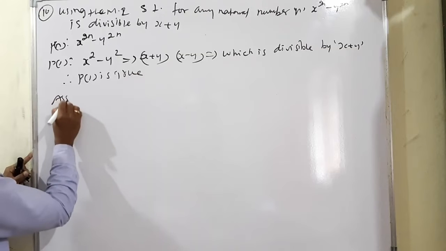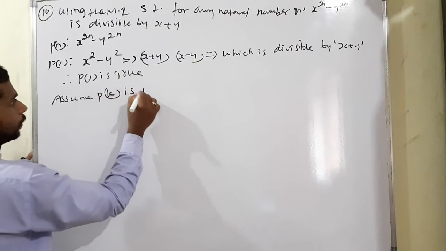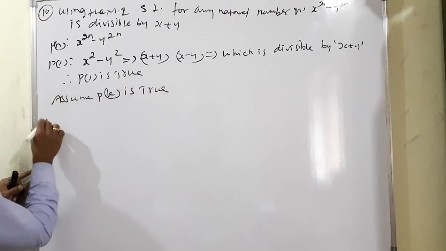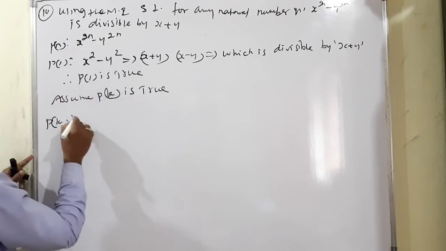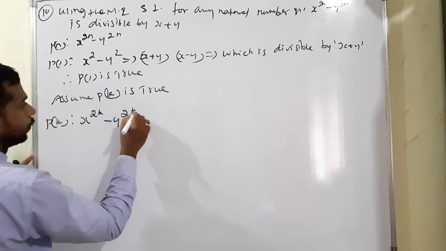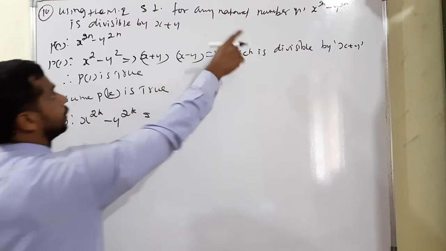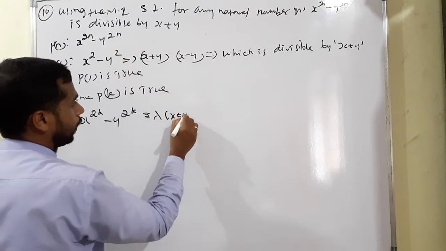So assume P of k is true. So P of k is true means P of k, instead of n we write x to the power 2k minus y to the power 2k. This is actually divisible by x plus y. Therefore some constant into (x + y).